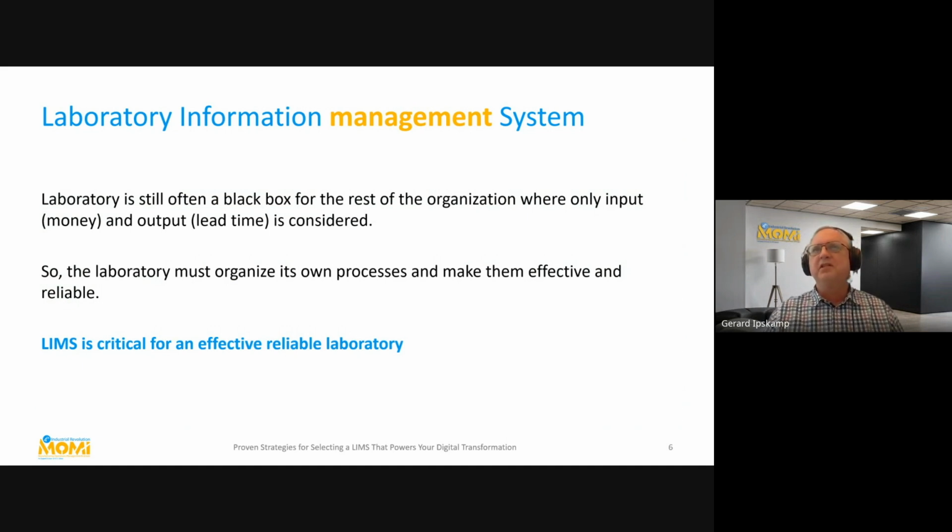There are good exceptions, of course. But we still find a lot of organizations that think this way about a laboratory, which has resulted in a laboratory having to organize its own processes as effectively and reliably as possible. They cannot really rely on others in an organization. Because of that, and you see that in the scope of the LIMS system, which will be in the next slide, LIMS became the critical solution for an effective and reliable laboratory.